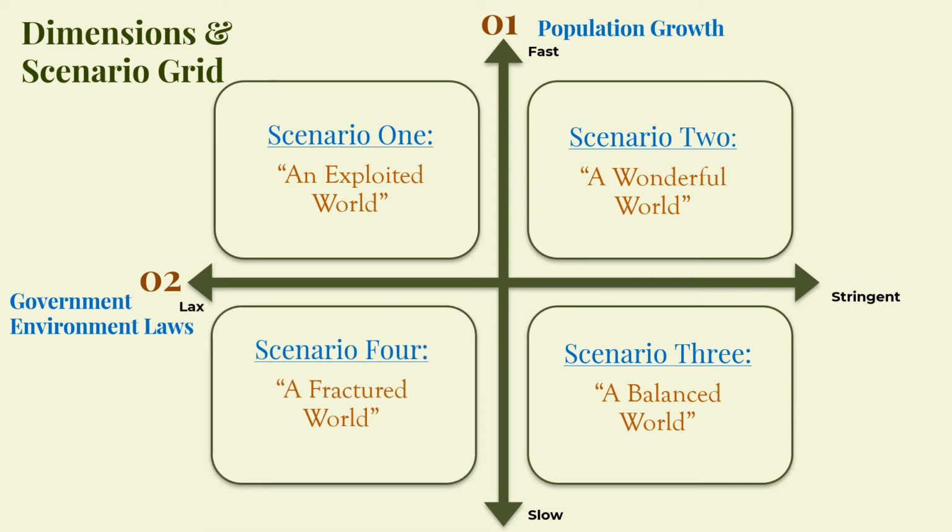Scenario 4, a fractured world. Here, the population growth is within the UN's estimate, but the agriculture sector is stagnant with no growth. The sector continues to operate without any real changes as there is little government environment regulation and little incentive for the use of renewable energy. The population is not environmentally conscious.